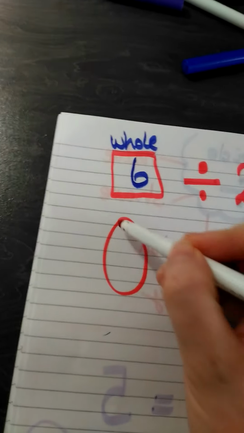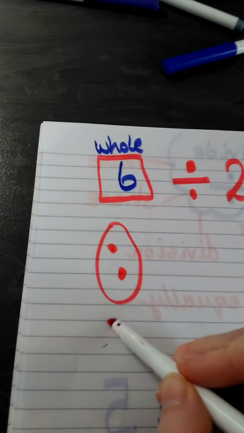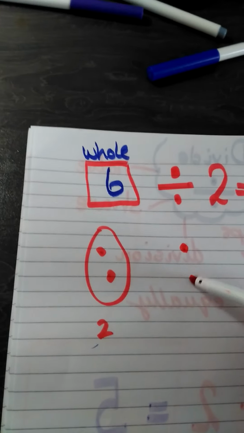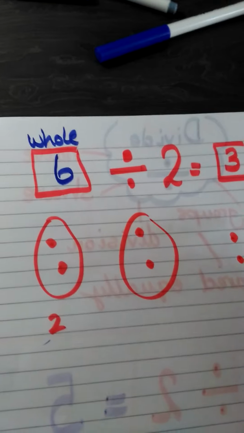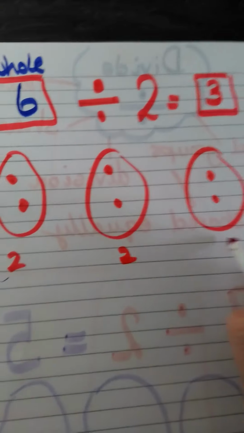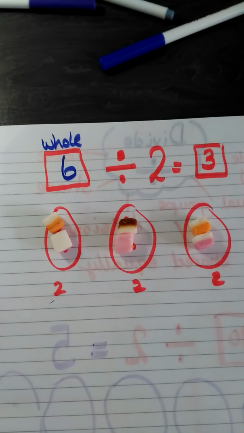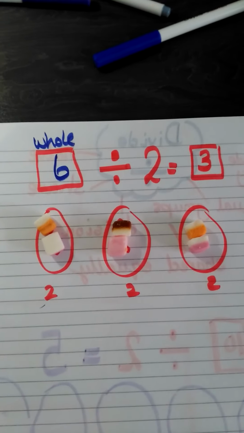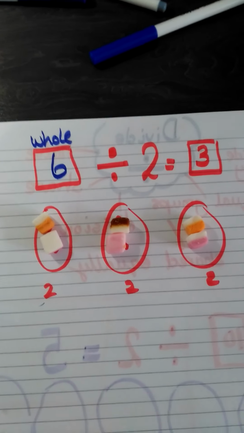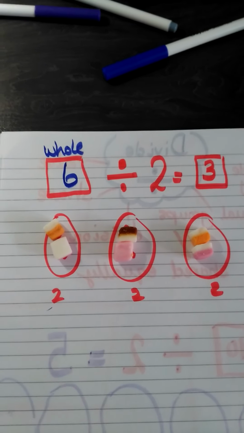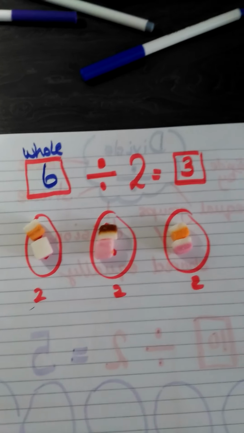Now if we wanted to do it in groups of 2 instead, 1, 2, 3, 4, 5, 6. Okay. And the way that would look is you could put your objects into groups of 2. And I can see that I needed 1, 2, 3 groups of 2 to make 6. So 6 divided by 2 is 3, or half of 6 is 3. Okay. Have fun with it.